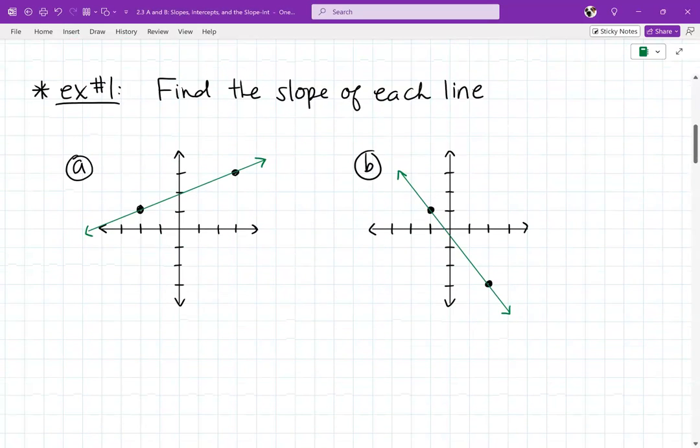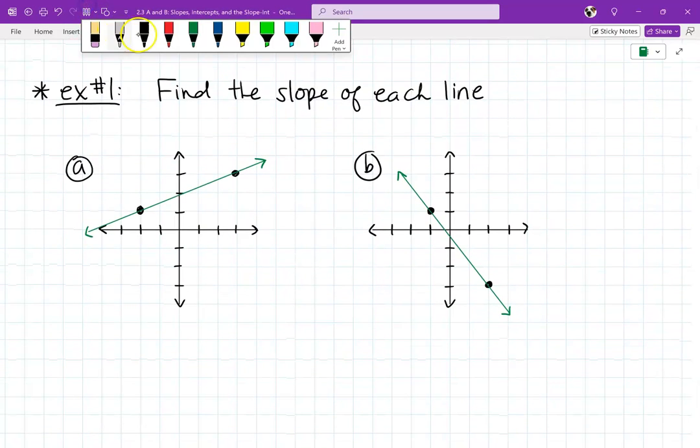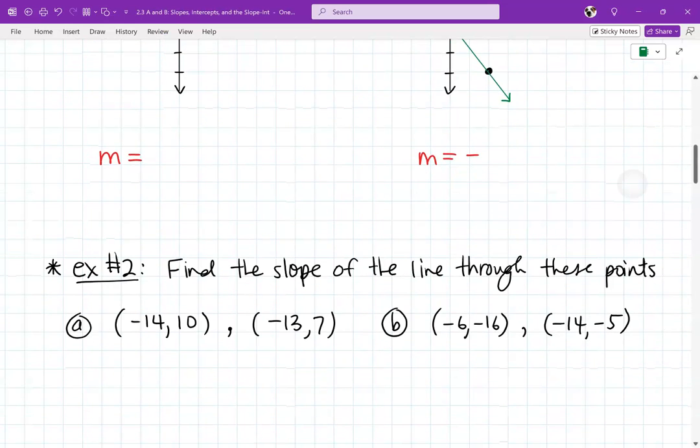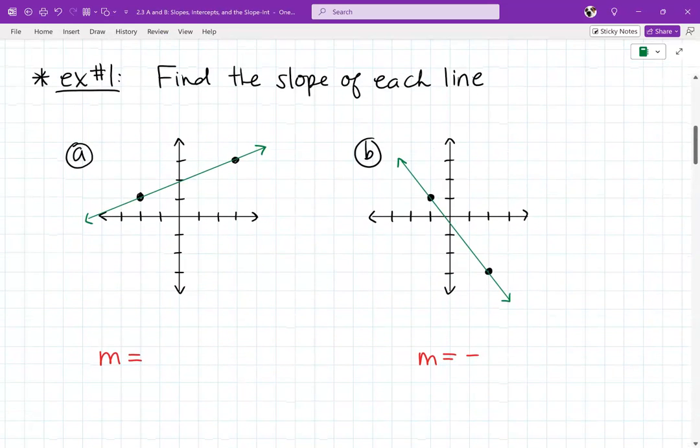So you know what? I'm just going to write it down as a negative for part B, because I already know that just by looking. Now, I'm going to show you guys how to do this 2 different ways. First I'm going to do counting. After that, we're going to do calculation. These are calculations right here. But first I'm going to do counting.